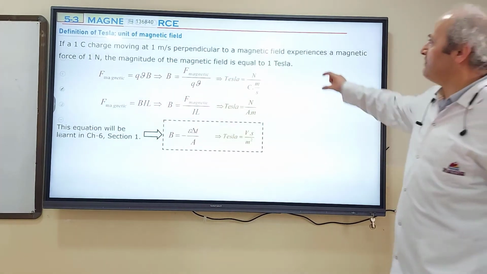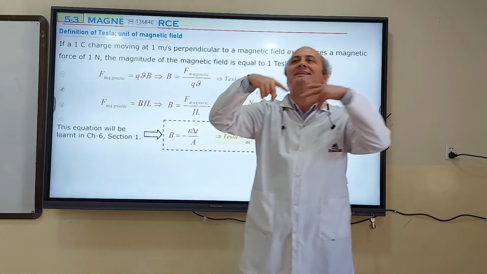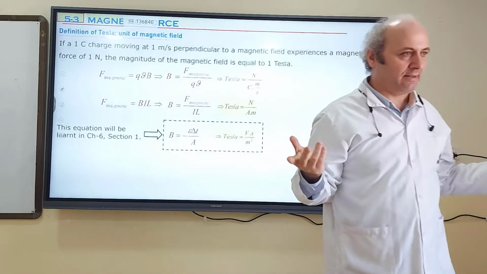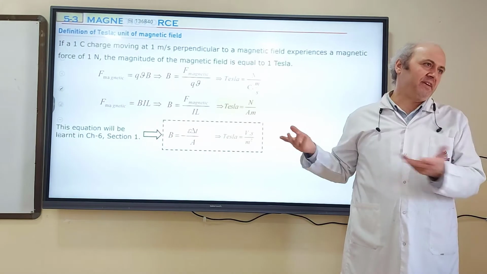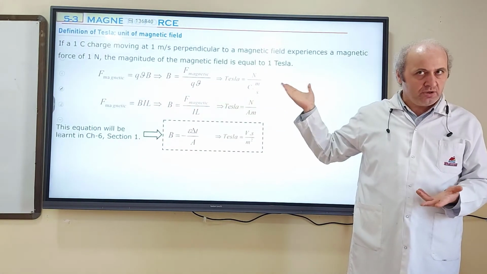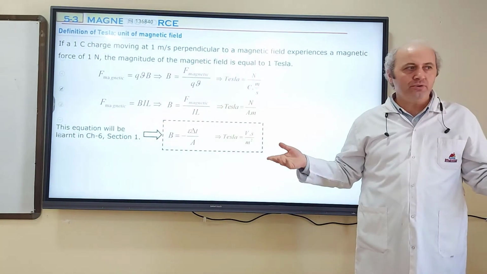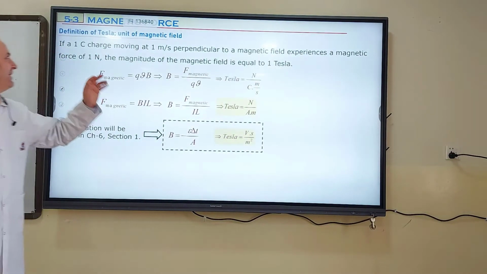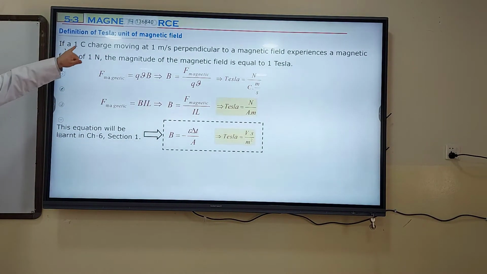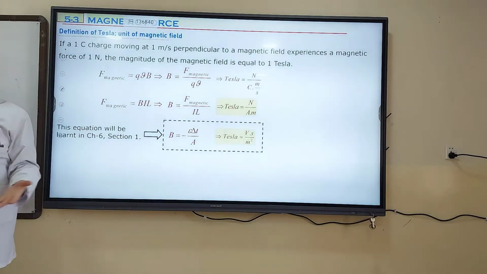This statement is defining what one Tesla is. This definition is so important. Just in physics, everything is a definition. Tesla has also a definition. And it's up to you, important or not. Okay. So if one coulomb charge is moving, of course, magnetic force exists.